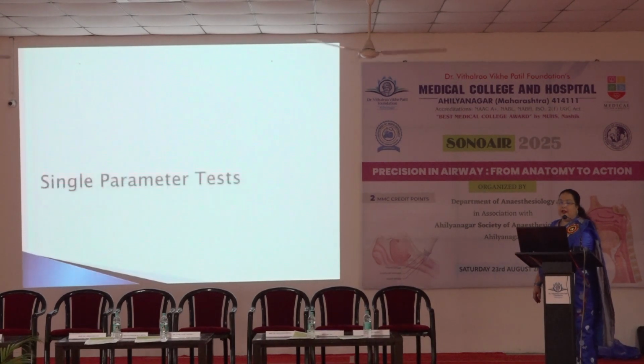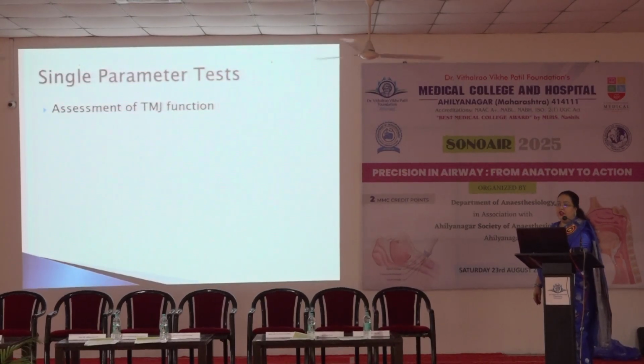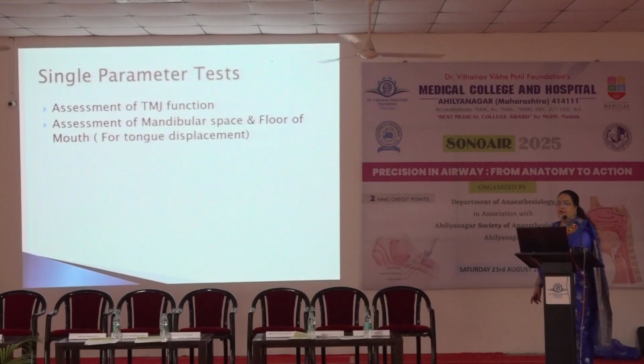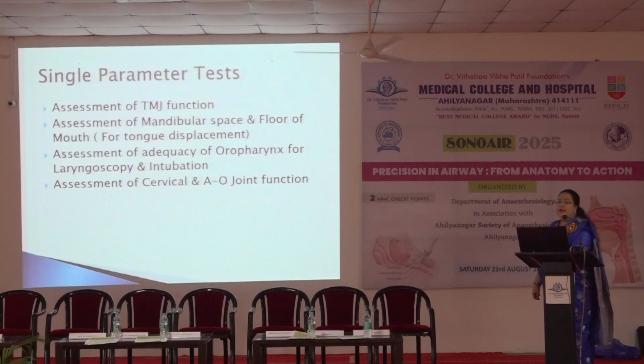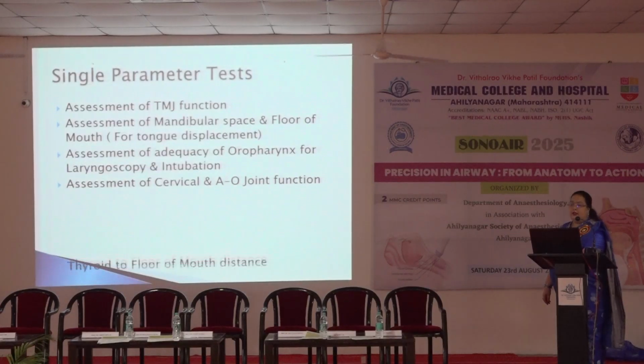Coming to single parameter tests, the first is assessment of the TM joint, assessment of the mandibular space and floor. We will be seeing assessment for the adequacy of oropharynx for laryngoscopy and intubation. We will be seeing assessment of the cervical and atlanto-occipital joint and thyromental distance.